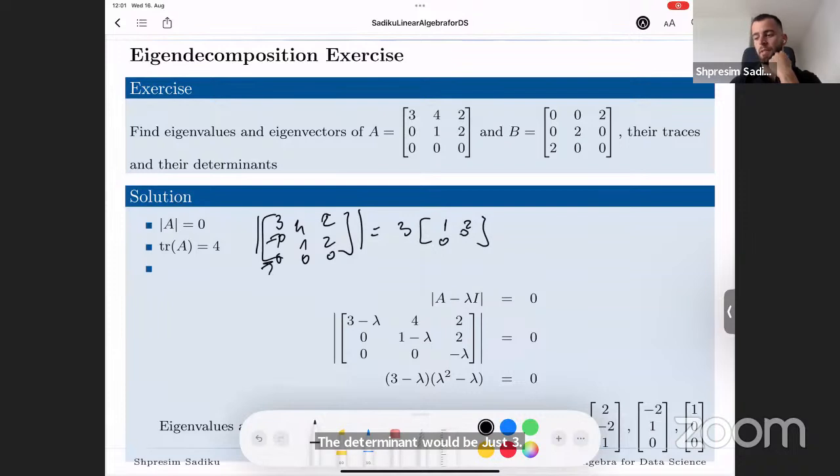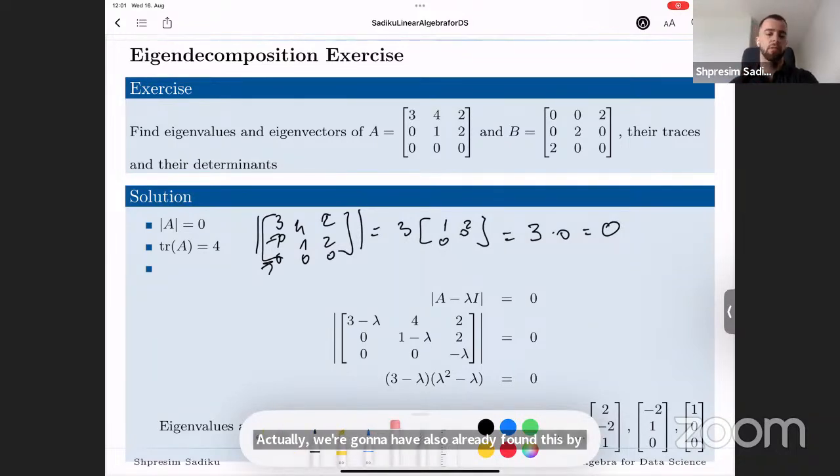And the other 2 would be 0, so we don't even write them. And this is 3, 1 times 0, 0, minus 0 times 2, 0. So this is 0. Actually, we could have also already found this by noting that the determinant of matrix A is just the product of its diagonal elements. It's an upper diagonal matrix, and one element of its diagonal is already 0, so the determinant is 0. The trace is just the sum of its diagonal elements here. So 3 plus 1 is equal to 4.